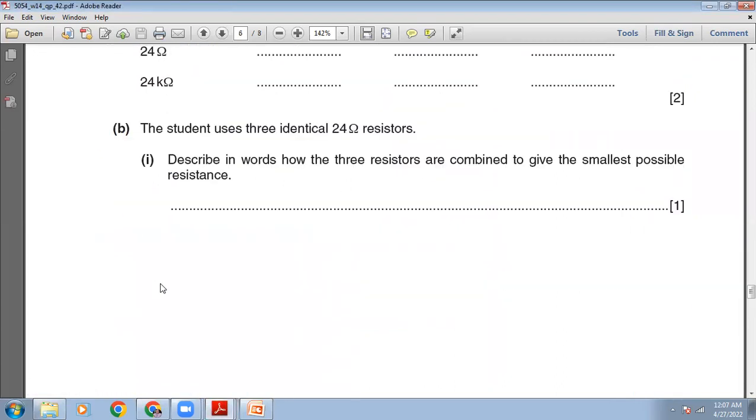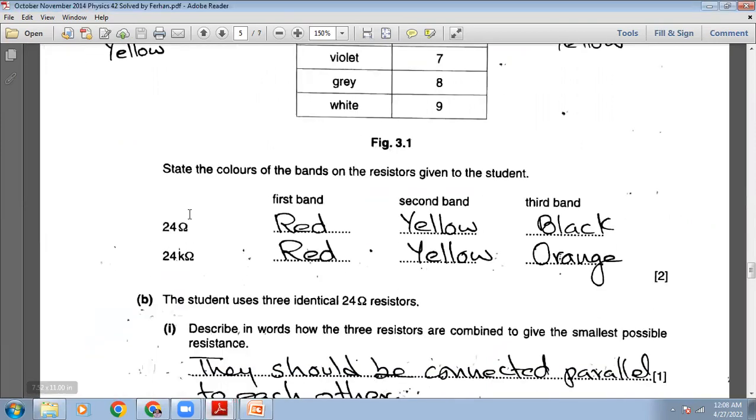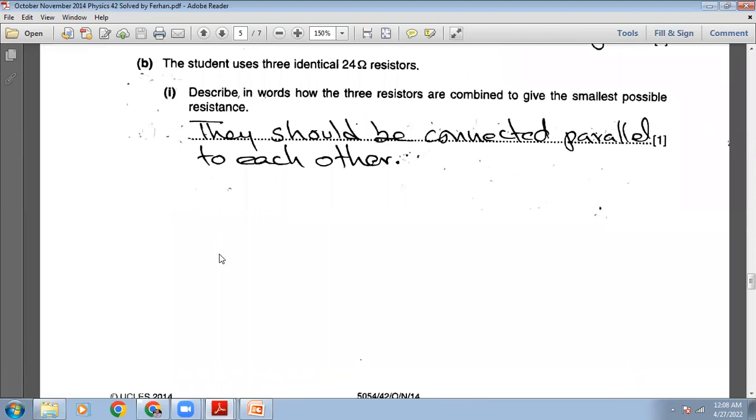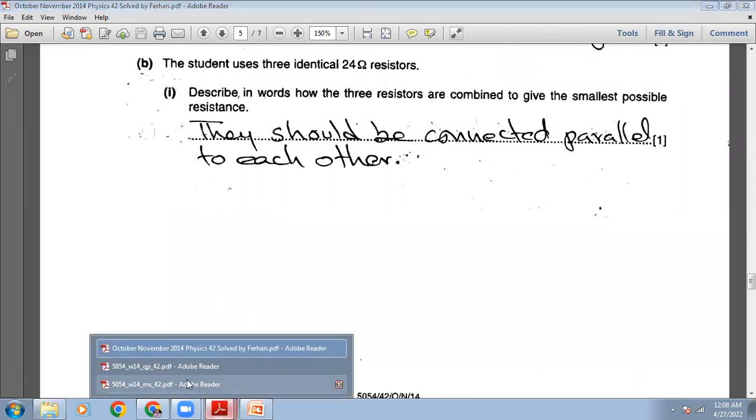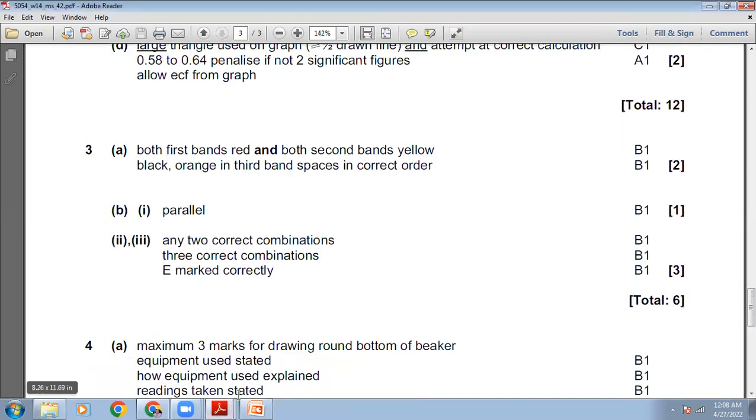The student uses 3 identical 24 ohm resistors. Describe in words how the 3 resistors are combined to give the smallest possible resistance. Connect them in parallel to each other. When you connect resistors in parallel, their combined resistance will be less than the smallest of the individual resistances. So they should be connected in parallel to each other. Parallel is the answer.